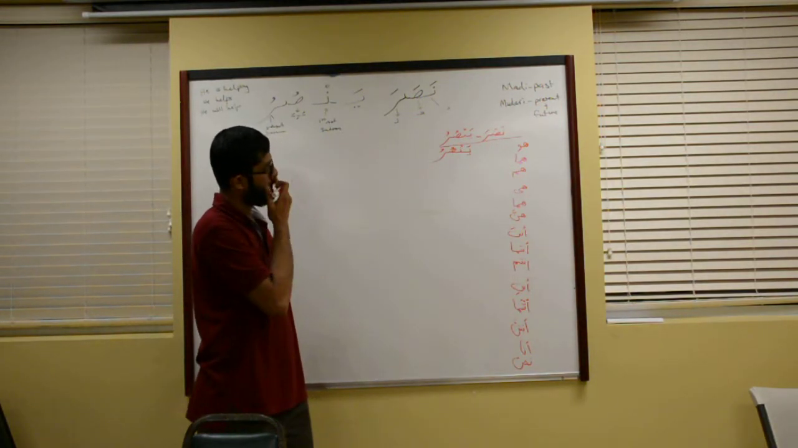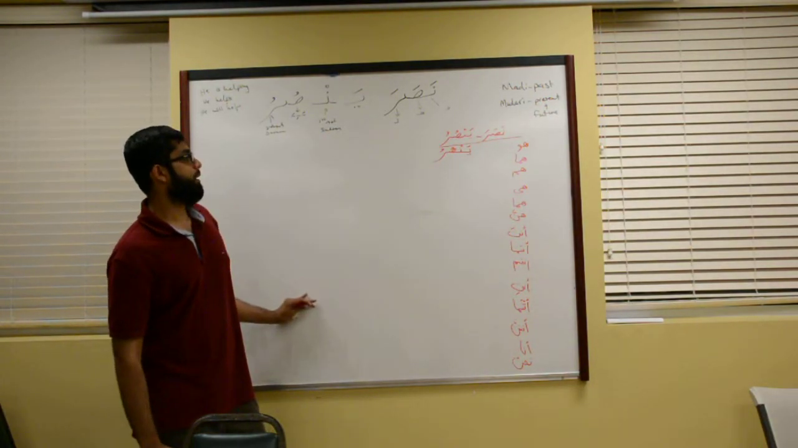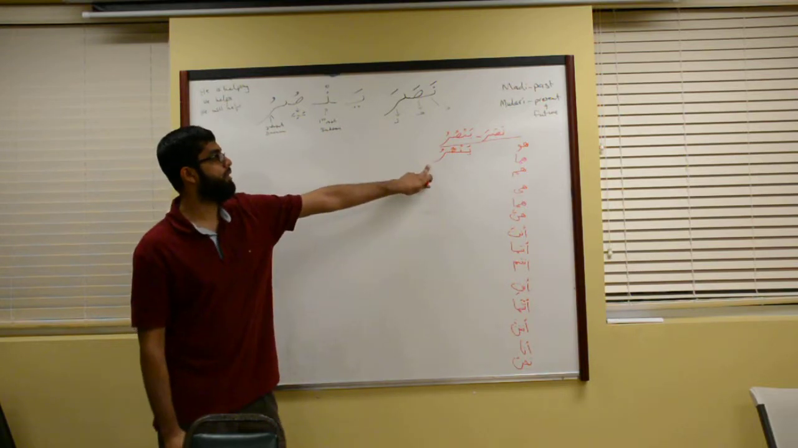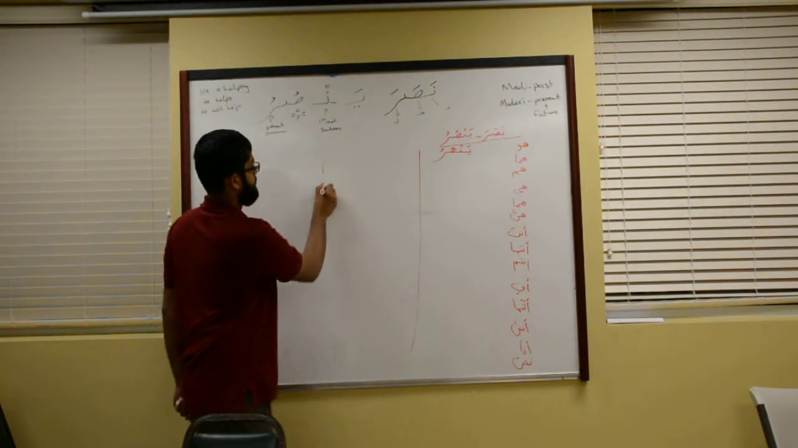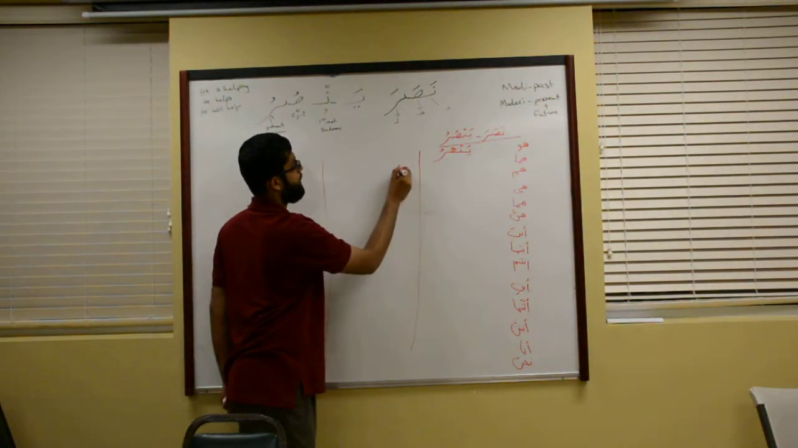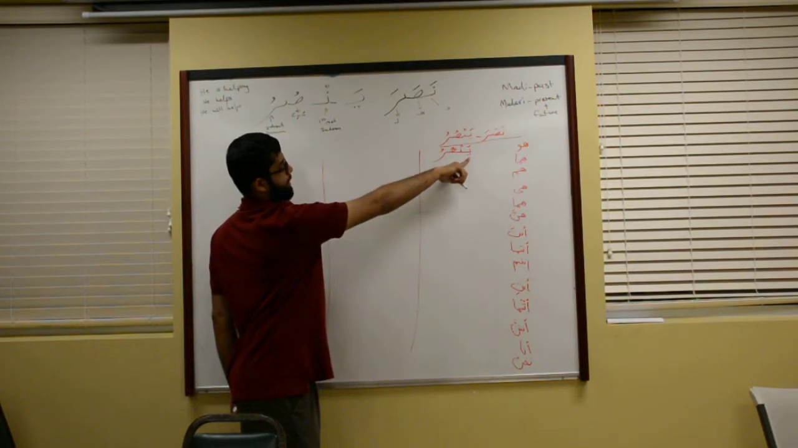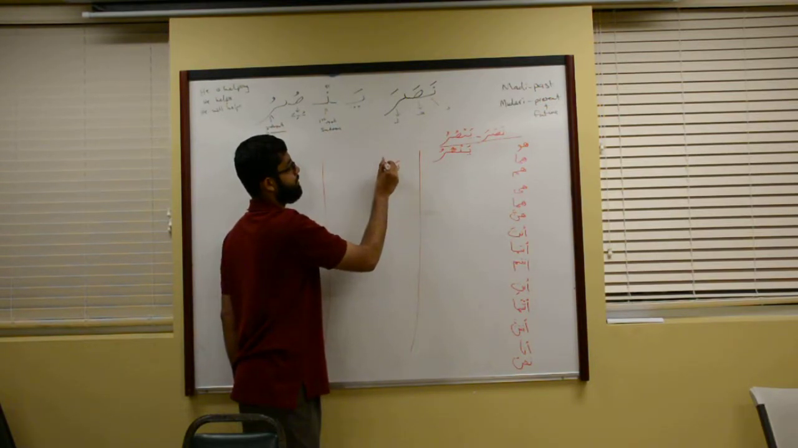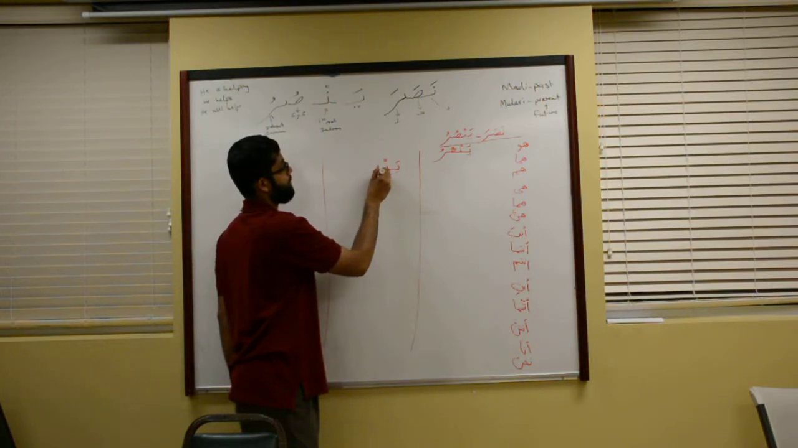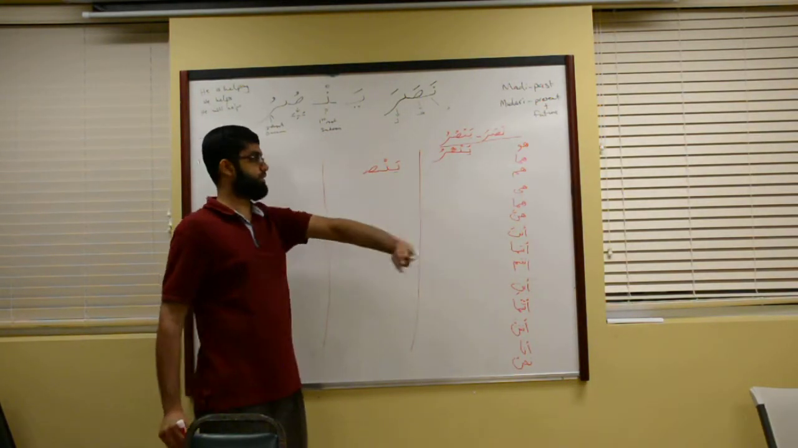I said leave space for 3 columns. When we get to huma, I'm gonna put this. This is 1 column, this is another column. So for huma, I'm gonna do the same thing. I'm gonna start with the sign of it being mudari, so I'm gonna start with a ya. What am I gonna put on the noon? Sukun. What am I gonna put on the sad? A dhamma. For this verb, the sad is gonna get a dhamma and it's gonna stick with it.